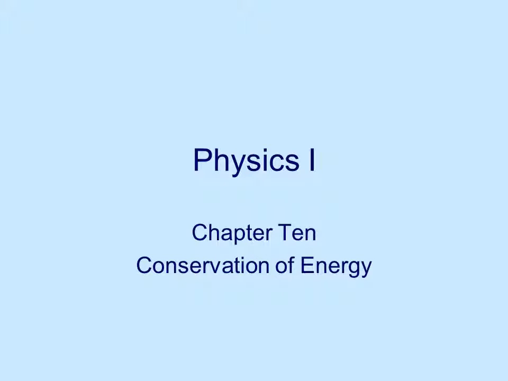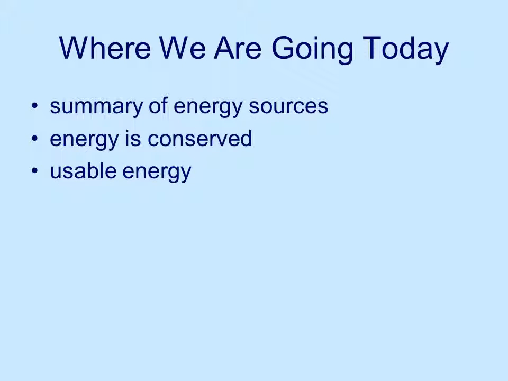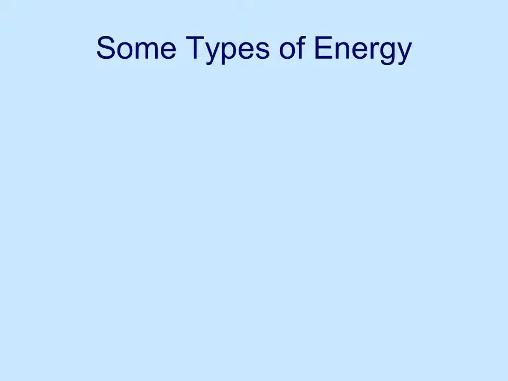Today we're on chapter 10 of the Physics 1 textbook. We're going to be dealing with the idea of the conservation of energy. We want to talk about energy sources, where we get energy, the idea that energy is conserved. We'll talk about usable energy and energy sources. So, a lot of different types of energy.